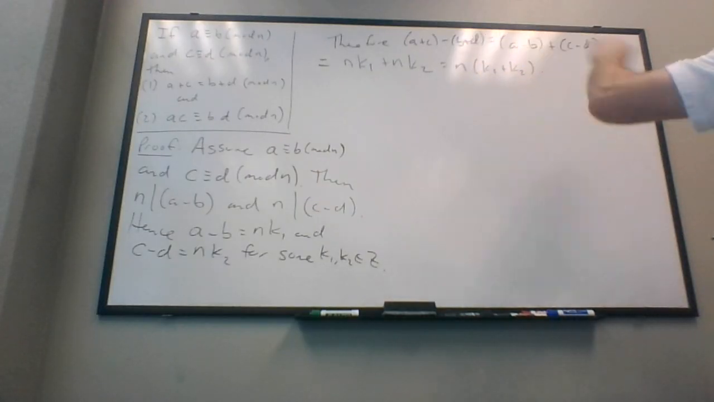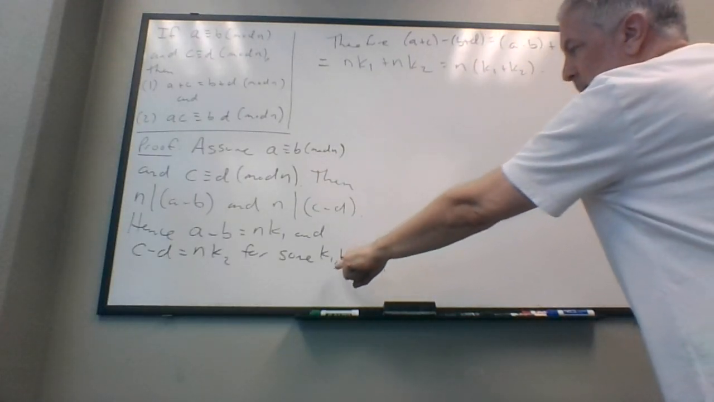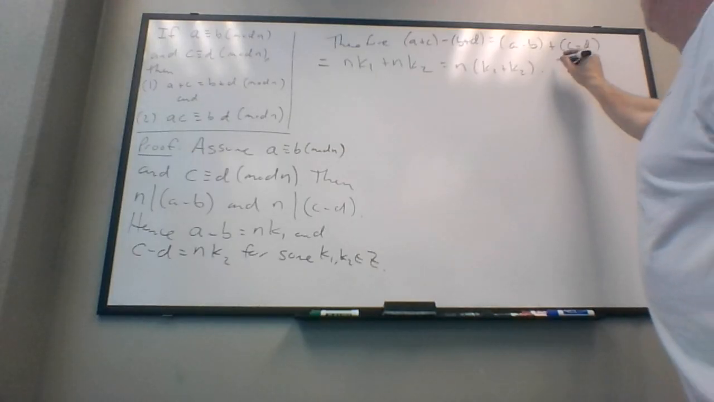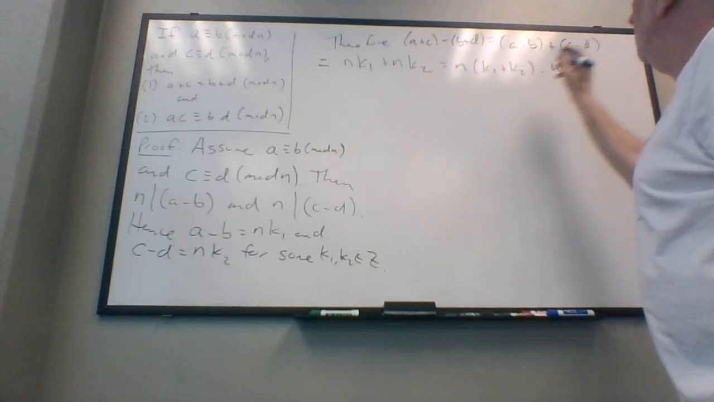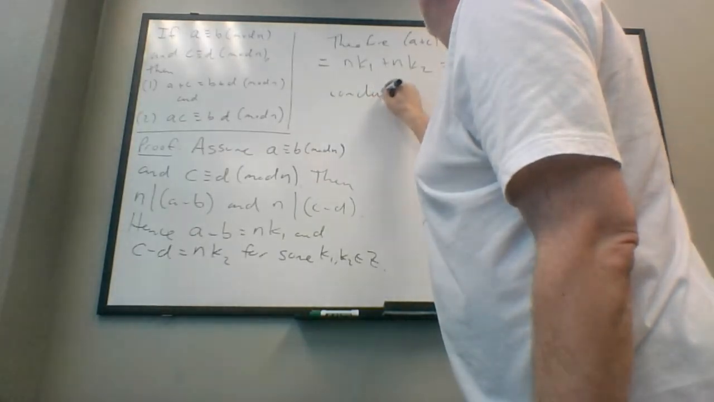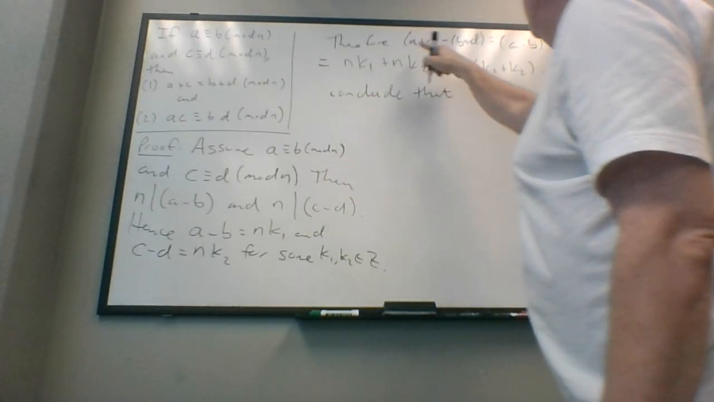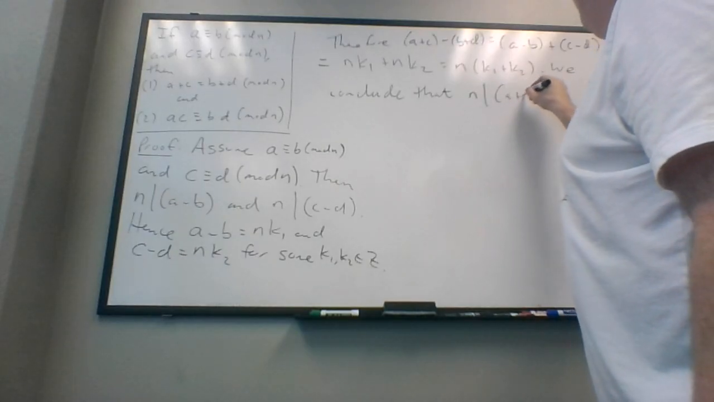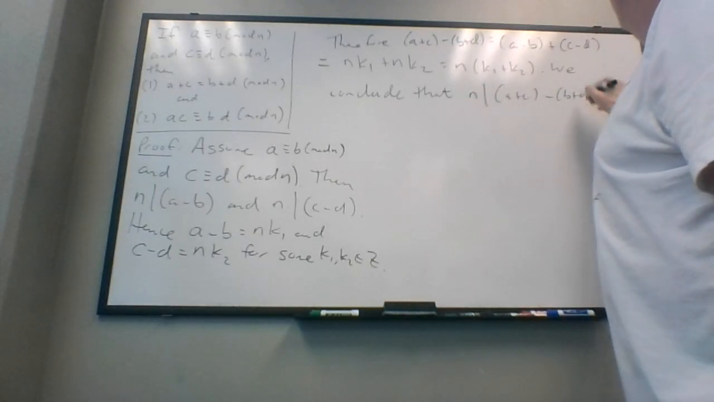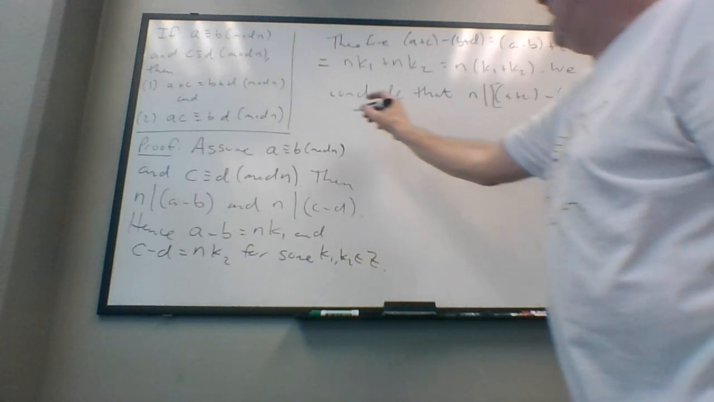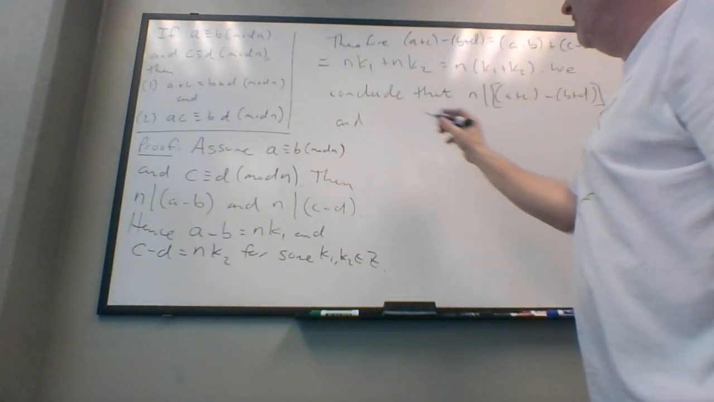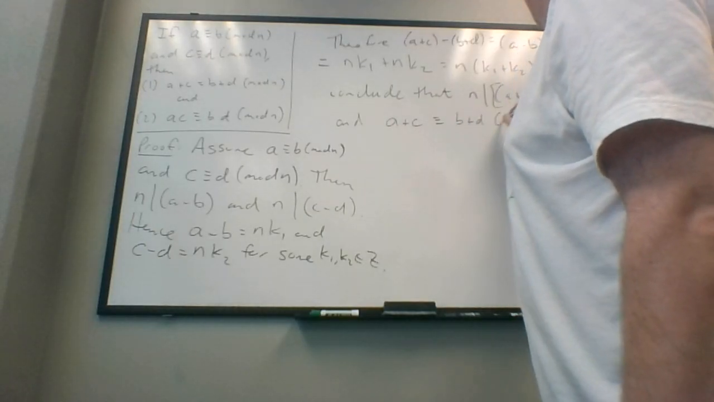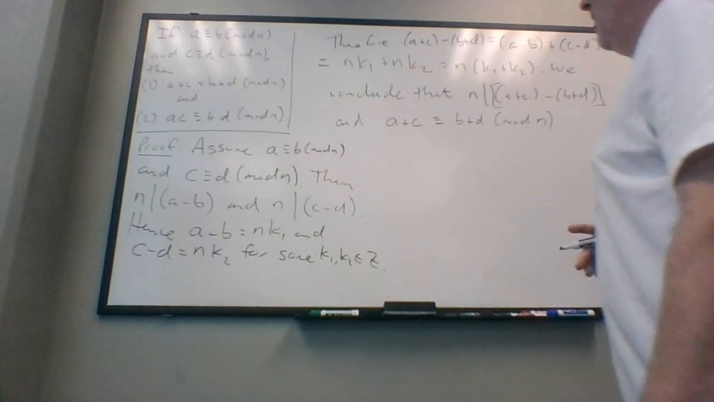So I have A plus C minus B minus D is N times an integer. I said K1 and K2 are integers, so the sum is an integer. And now we just have to go backwards from what I just erased. We conclude that since A plus C minus B plus D is N times something, N divides A plus C minus B plus D. And right, that's the definition of congruence. That means A plus C is congruent to B plus D mod N.